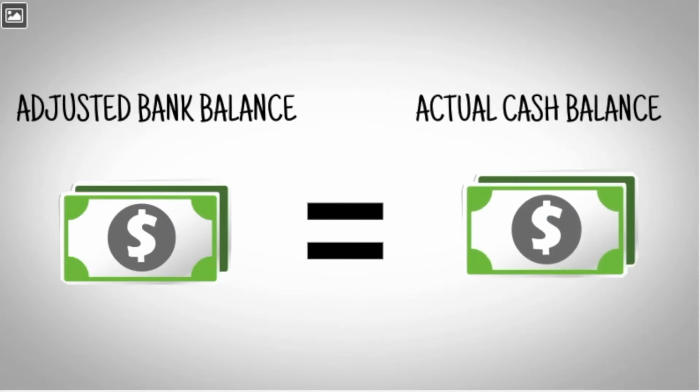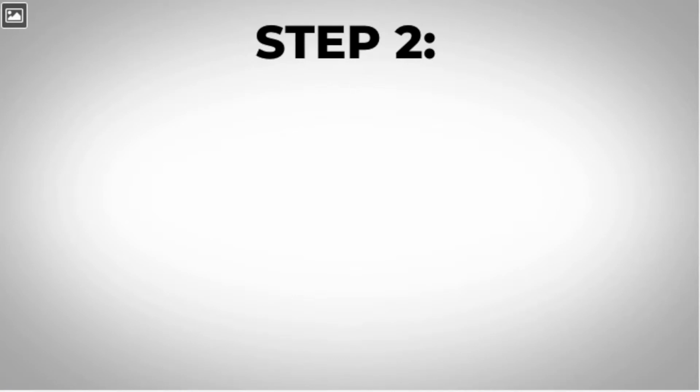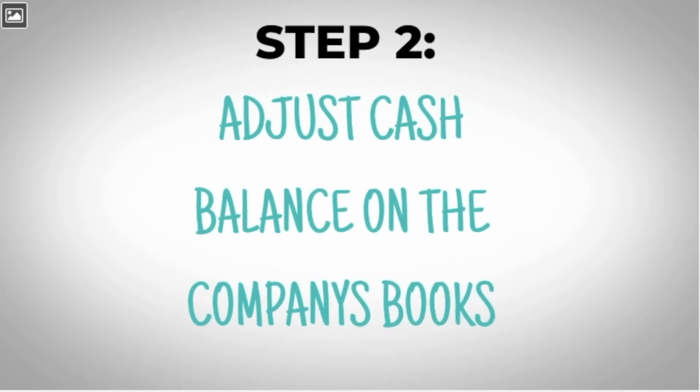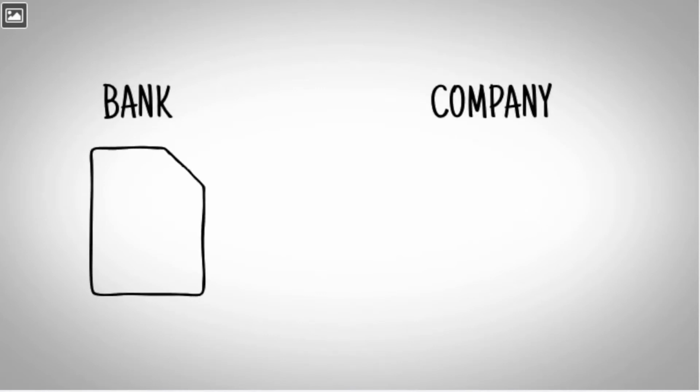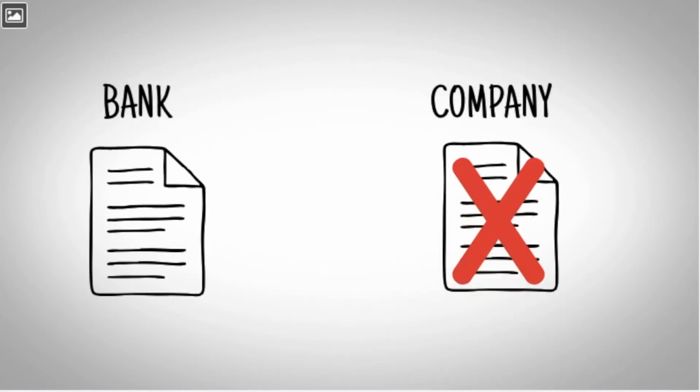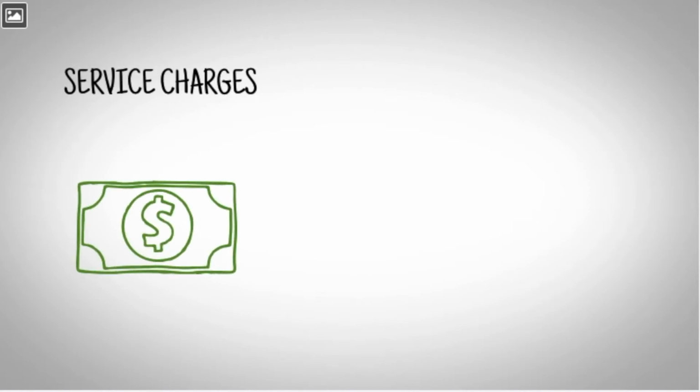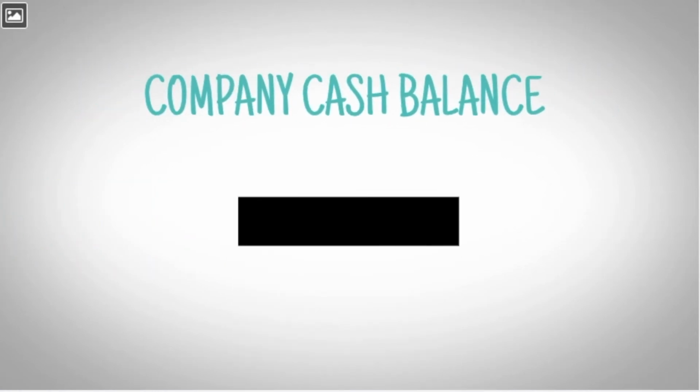the actual cash balance. The next step in the process of bank reconciliation is to adjust the cash balance reported on the company's books so that it too aligns with the actual cash balance. This process involves adding and subtracting funds that have been recorded by the bank but not yet recorded by the company. For example, service charges as well as the company's checks returned for insufficient funds, known as an NSF check, must be subtracted from the company's cash balance.